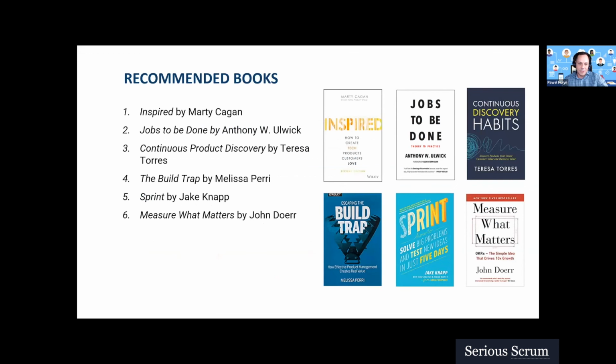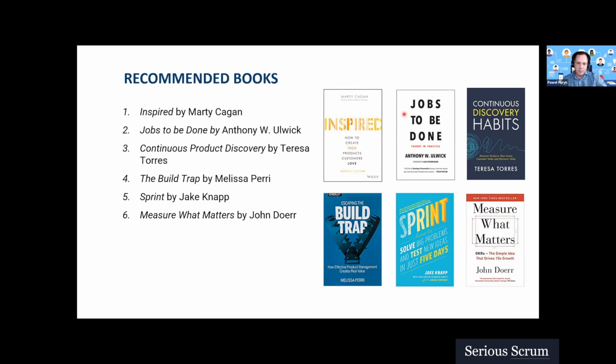Also, there are some recommended books. Some of them were already mentioned, like Inspired by Marty Cagan, where you can learn about prototypes and product discovery. The next one, I will jump to Continuous Discovery Habits, because Teresa Torres makes a lot of references to Inspired. Here you can read in depth about the continuous discovery process.